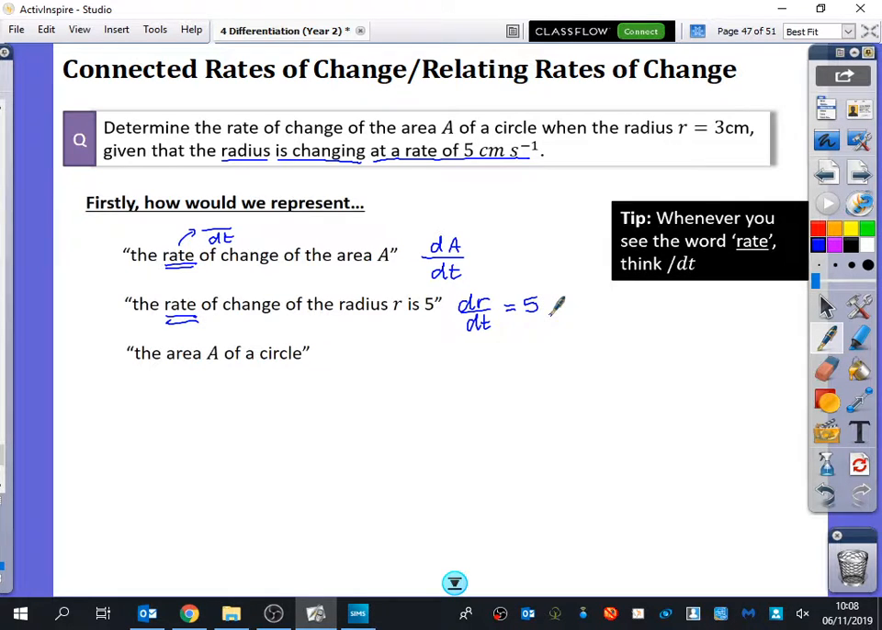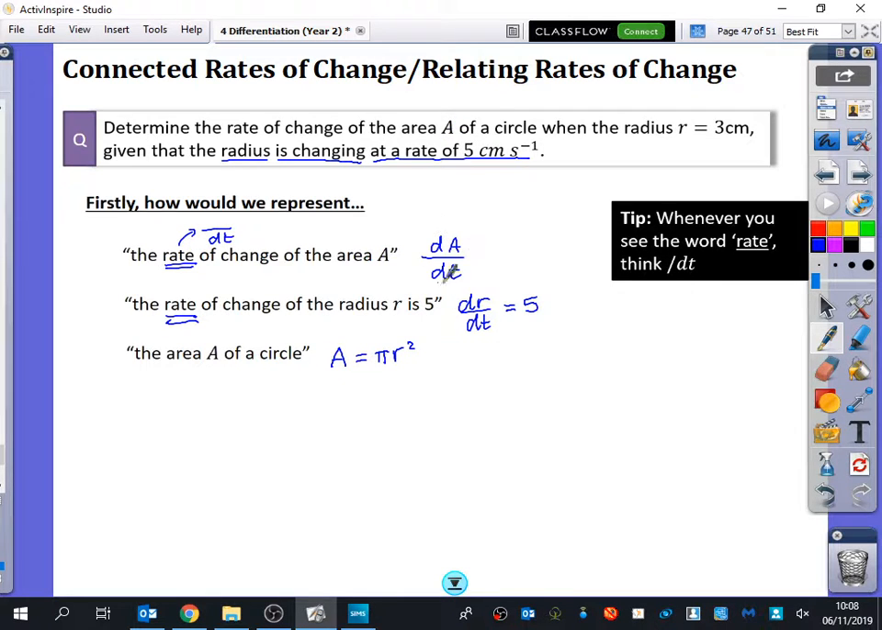And then we've also got something in this question where it's talking about the area of a circle. How can I say what the area of a circle is? Please tell me you remember this. What is the area of a circle? It's just pi r squared. Okay, we're not going to do the 9 pi, but I know where you were going with that. So we've got these 3 different pieces of information. The thing that we are trying to find out is the rate of change of the area.